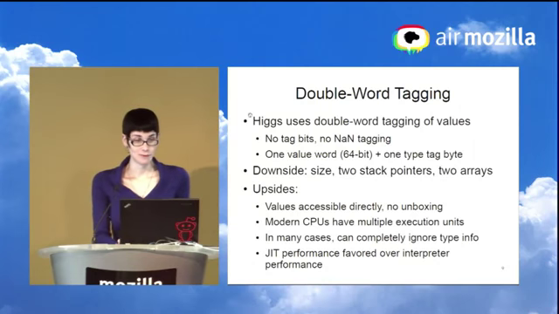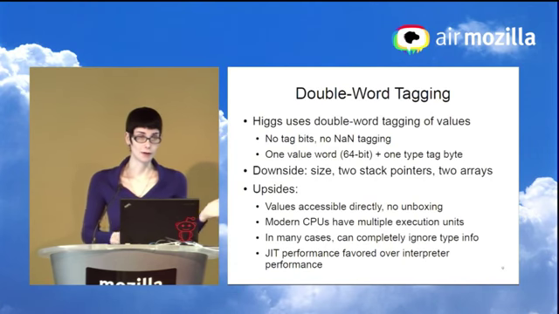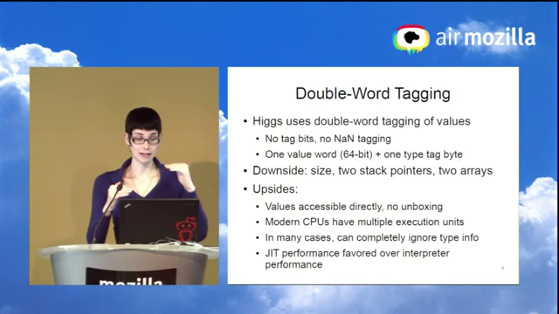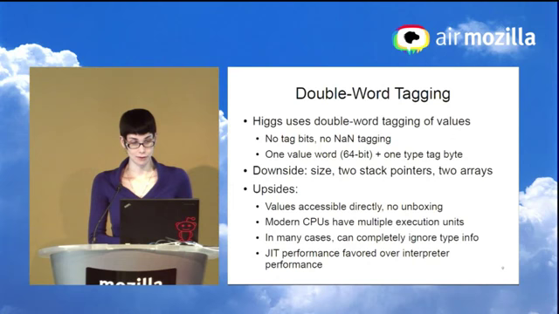An interesting feature of Higgs is that I chose maybe a different tagging design for dynamic type information than most JIT compilers. It uses what I call double word tagging of values. So it has no tag bits, and it doesn't use NaN boxing per se. It uses one value word and a separate byte to encode type information. So the obvious downside of this would be it takes more space to encode a value than in another JIT compiler. And if you think, for example, of an array, you're going to be implementing this array as an array of values and an array of types. So an array becomes two arrays, and my interpreter has two stacks. It has a value stack and a type stack that are maintained synchronously.